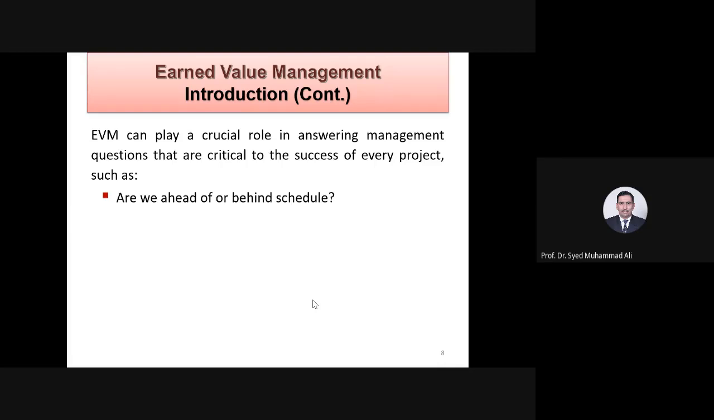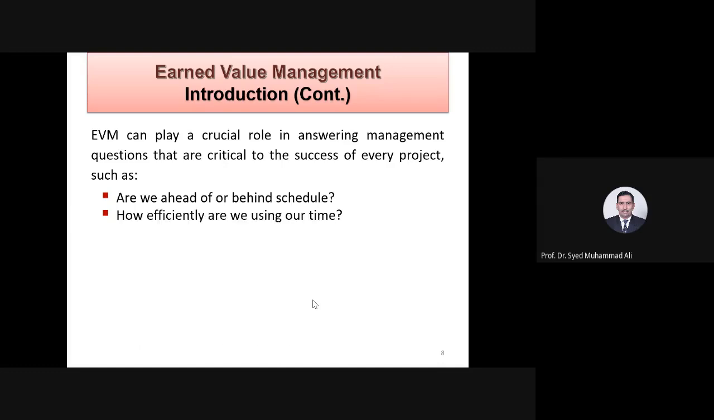You need to have quantifiable numbers with you, showing by how much you are ahead or behind the schedule. So are you ahead of the schedule or are you behind the schedule? This is the fundamental question. Without EVM, you might be right, you might be wrong.